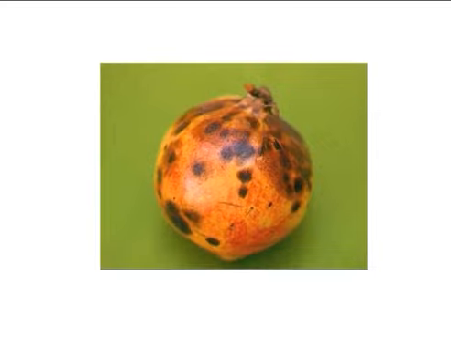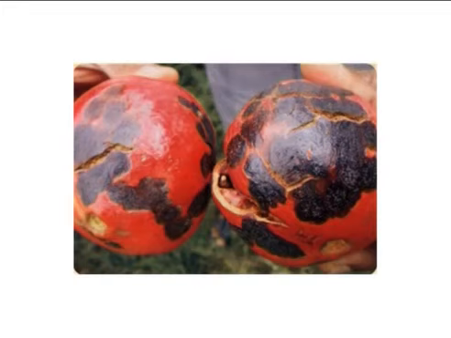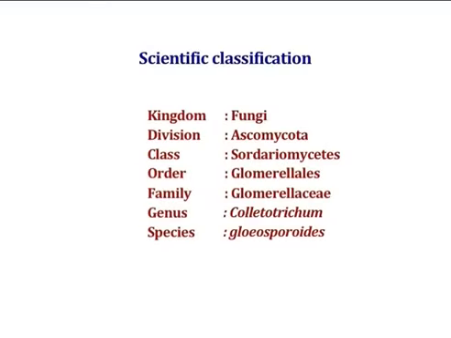In older fruits, symptoms appear as rounded black spots which later coalesce, forming bigger irregular blotches. The typical symptoms on inflorescence, leaves and fruits appear as black to brown necrotic depressed spots. Now, let us see about the scientific classification.